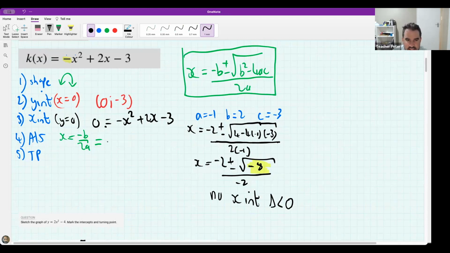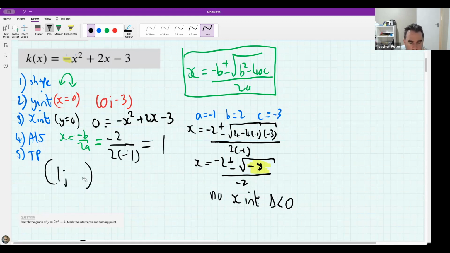What is my axis of symmetry going to be? It's going to be minus 2 over 2 times minus 1. Minus 2 over minus 2, that's 1. Okay, so the axis of symmetry is x equal to 1. And you know what? The turning point is always on the axis of symmetry. So basically, we know that the x-coordinate of the turning point is 1.